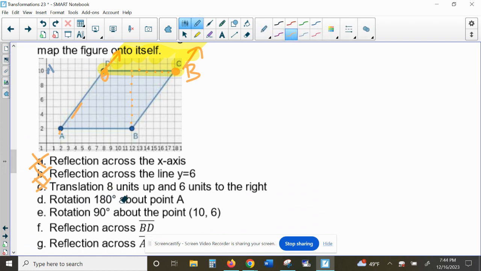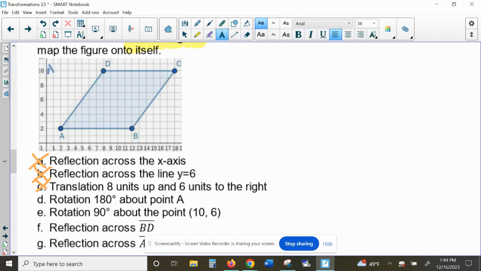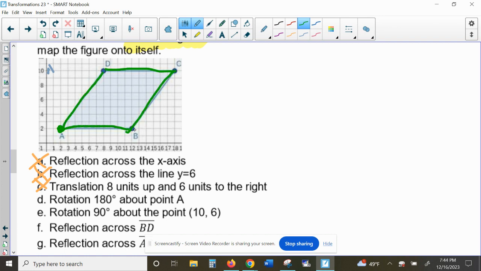Okay, a rotation 180 degrees about point A. So that means if I was to take a piece of patty paper and trace this shape, pretend like I have a piece of patty paper over top of this. Try to visualize it. If I were to hold it down on A, right here, and spin it 180 degrees, that means spin it around here. Will it land on top of this same green guy?